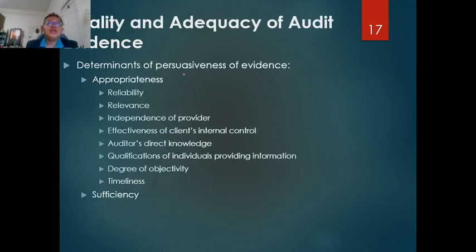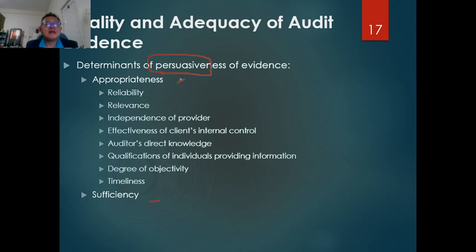Now, quality of audit evidence and adequacy of audit evidence. You must make sure that your evidence is of very high quality. To attain very high quality audit evidence, it must be appropriate and also sufficient. That is to make sure that evidence is persuasive. Persuasive means it can influence; it can be used to support your audit opinion. So for the evidence to be persuasive, it must be appropriate and sufficient.